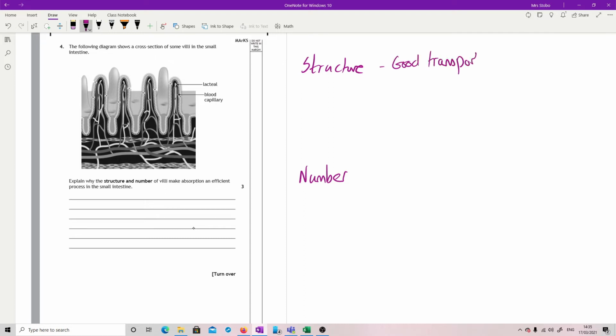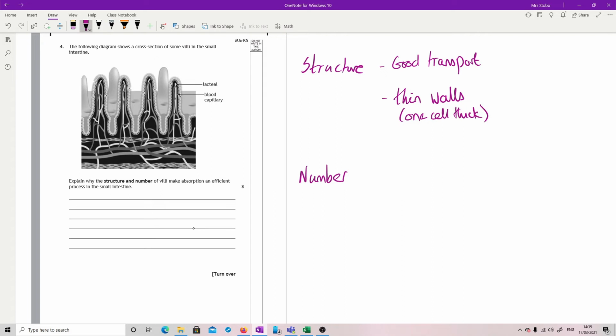because that's going to maintain concentration gradients, and that's the blood capillary and the lacteal. You also have thin walls, and those thin walls make it easier for substances to pass through them. They're 1 cell thick, so you could say 1 cell thick walls, which is the same as saying very thin walls, but give the reason why.